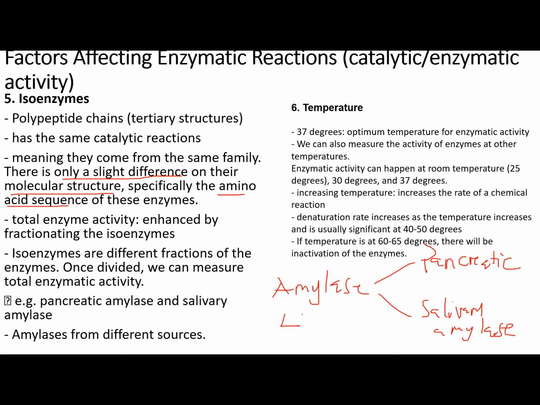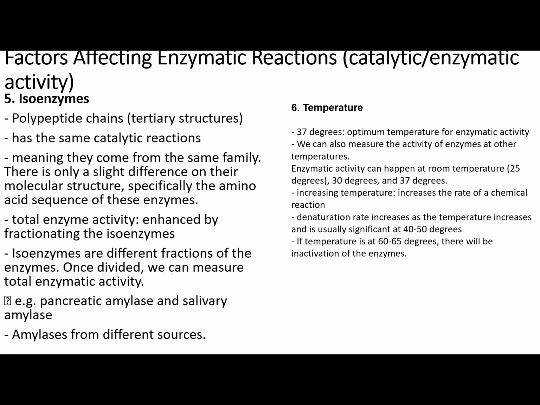And even your LDH and your CK. Diba sa CK, tatlo yan, CKMM, CKMB, CKBB, LDH, there are 5 isoenzymes. So those are your isoenzymes class. Basically, they are subtypes of the enzymes. And you need them if you want to measure the total enzymatic activity.